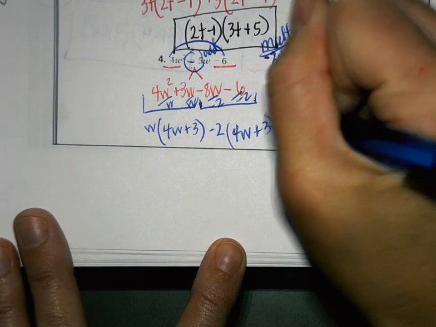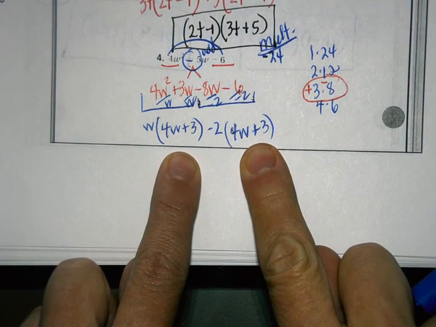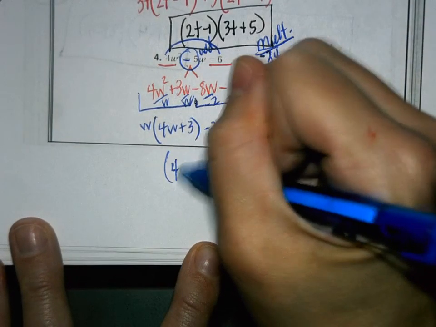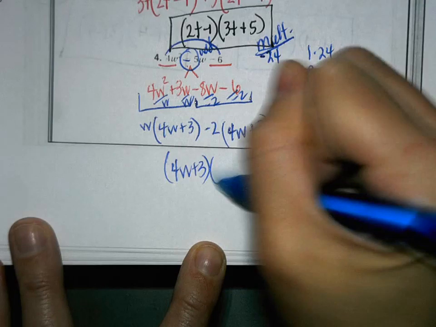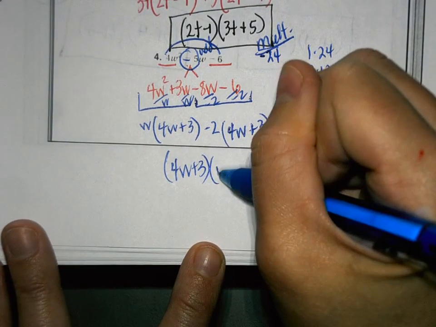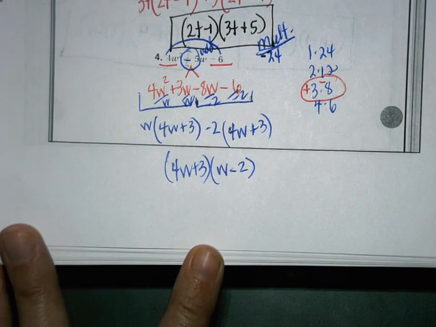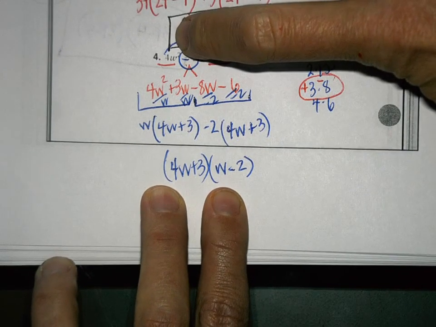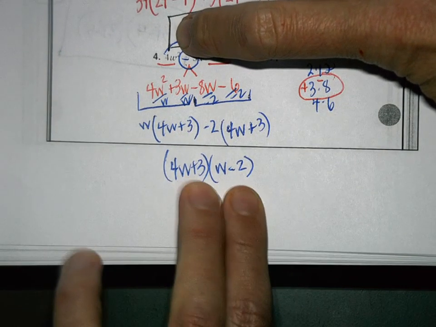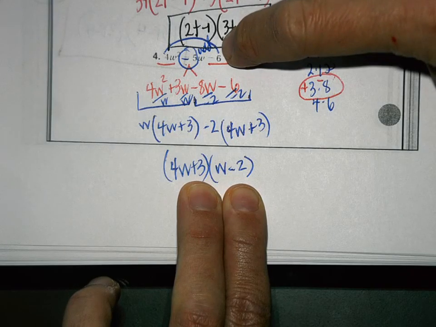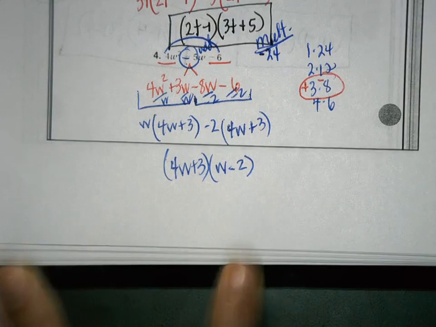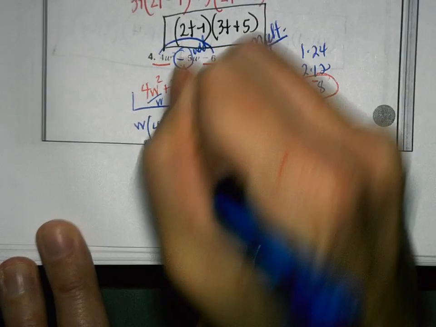Do you see how these parentheses match? So we get 4W plus 3, and then what's left over? Good, W minus 2. Do the front two terms multiply to be my original front term? Yes. Do my back two terms multiply to be my last number here? Yes. This is my answer. This is factored form.